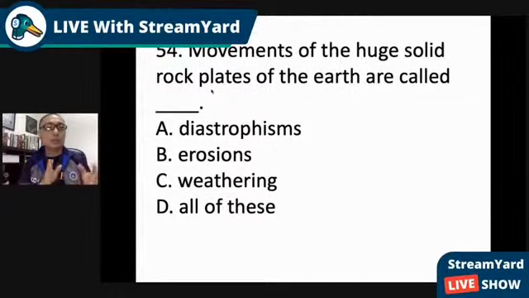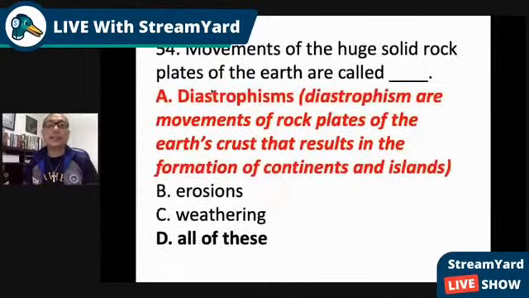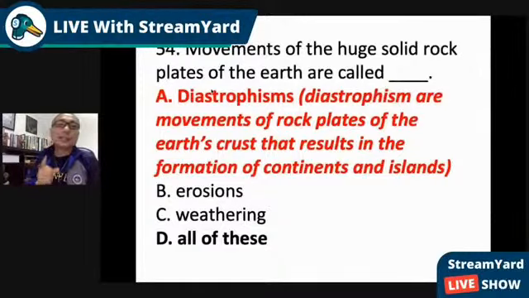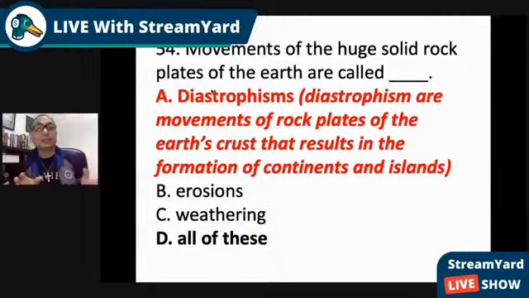54. The movements of the huge solid rock plates of the earth are called what? Now here, huge solid rock plates. Okay, so the answer is diastrophism. Take note, diastrophism are movements of solid rock plates on the Earth's crust that result in formation of continents and islands. So the bigger portion is diastrophism. It's a bigger kind of movement of rock plates.